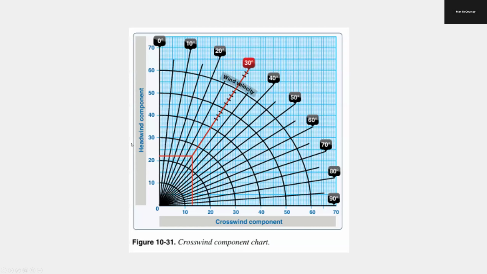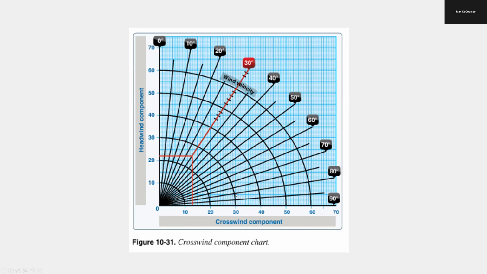This is a crosswind component chart. The way the crosswind component chart works is you'll be given a wind direction and a runway. So let's say the wind is 100 and the runway is 18. Well, 100 is 80 degrees off of runway 18. And then they'll give you a wind velocity. Let's say the wind velocity is 30 knots.